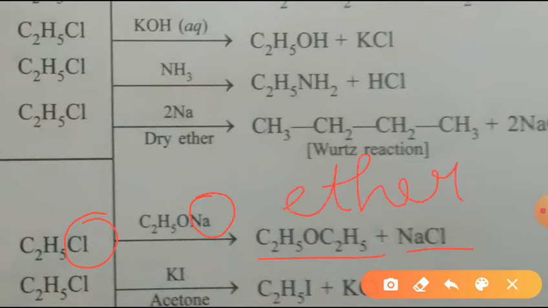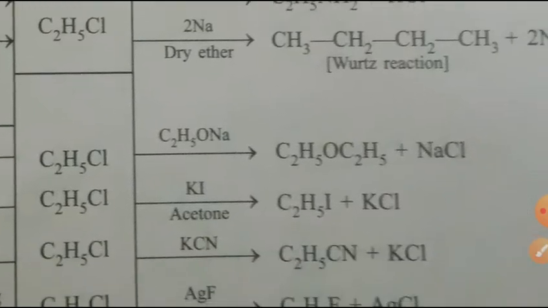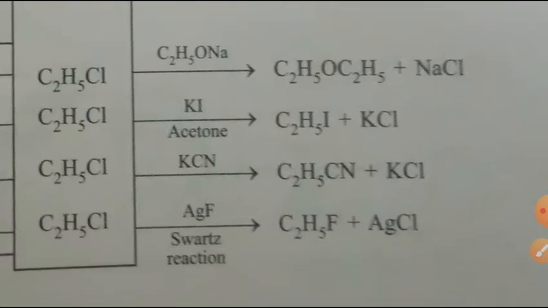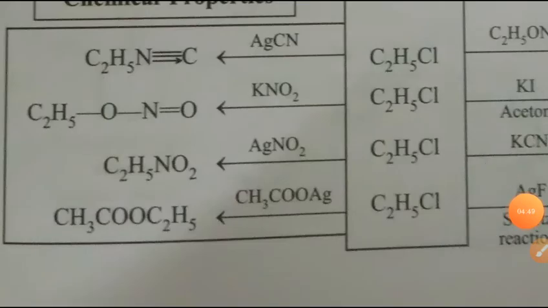So this is Williamson synthesis reaction. With KI, I would replace the Cl atom. With aqueous KCN, it's an ambident nucleophile, but KCN will give cyanide and AgCN will give isocyanide. C2H5Cl with AgF, it's a fluorinating reaction called Swarts reaction to give fluoroethane. So these are the different chemical properties of chloroethane. Even when you react with AgCN you get isocyanide. KNO2, that is O nitrito, and AgNO2 gives nitro, and with silver carboxylate you get ester.